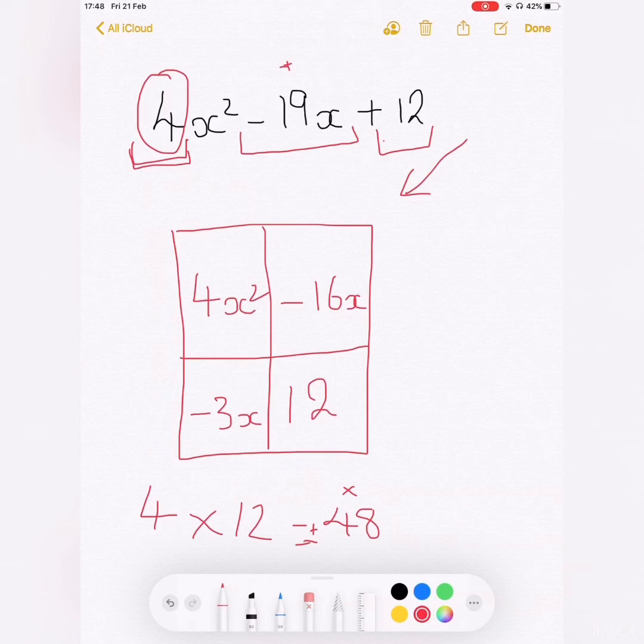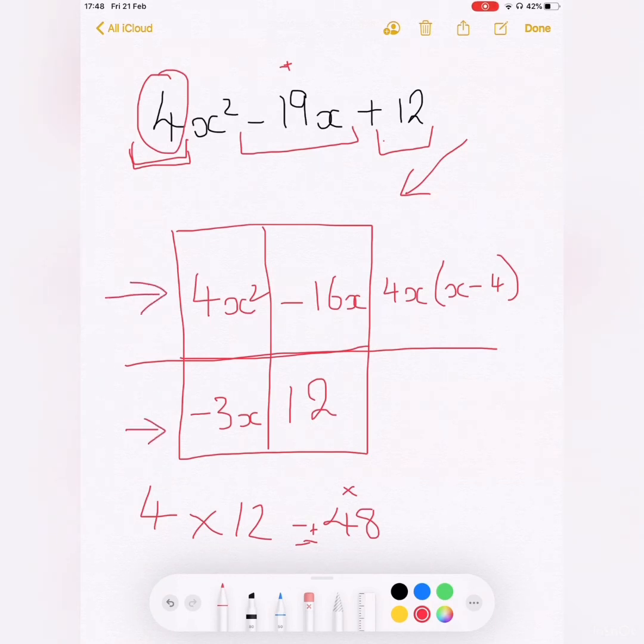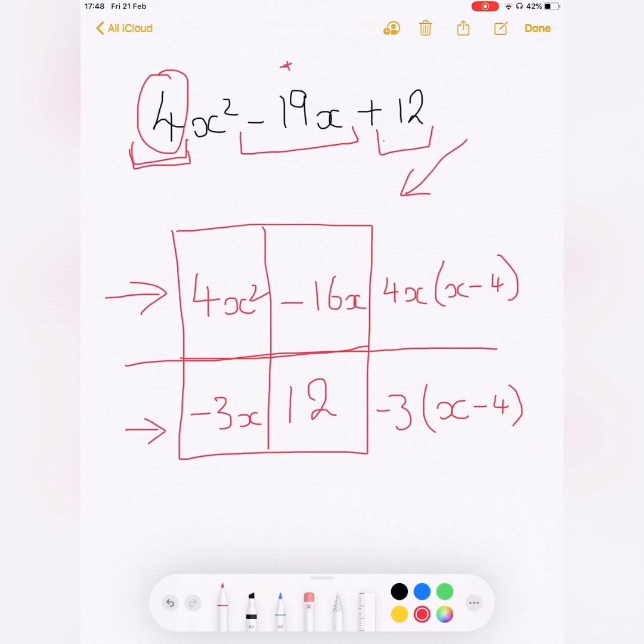So now what we do is along these columns, we then factorize. So if we factorize this one, we get 4x on the outside and x minus 4 on the inside. And then we do exactly the same for this bottom section. So what we're going to get is minus 3, then we've got x minus 4. If you're unsure of those factorising ones, just go back to my previous videos. And then hopefully we can see that, look, our bracket is the same. If that's the case, you've got the question right.